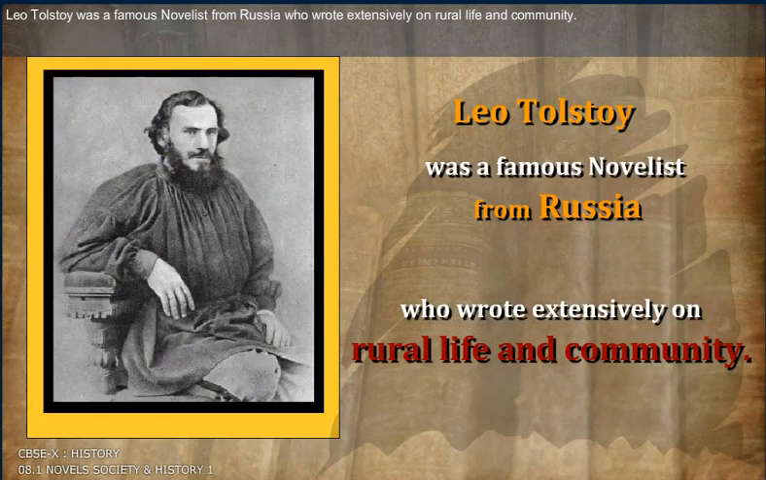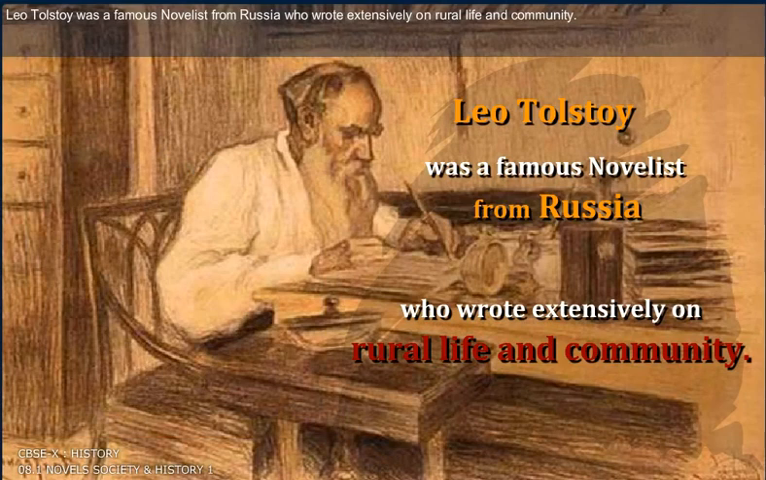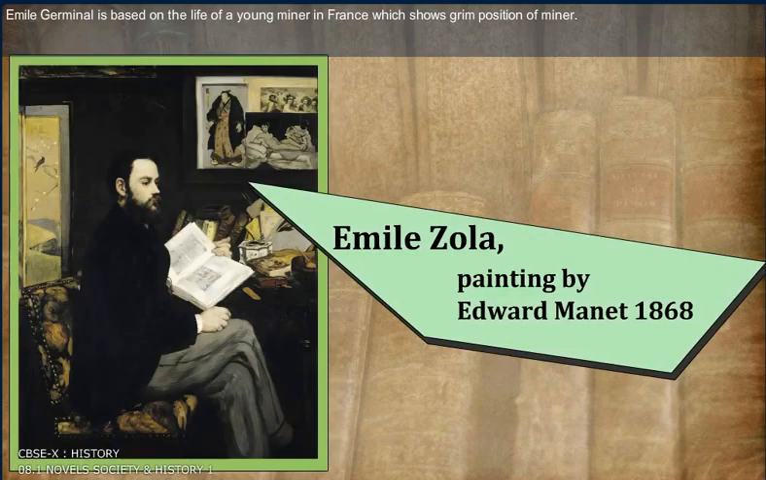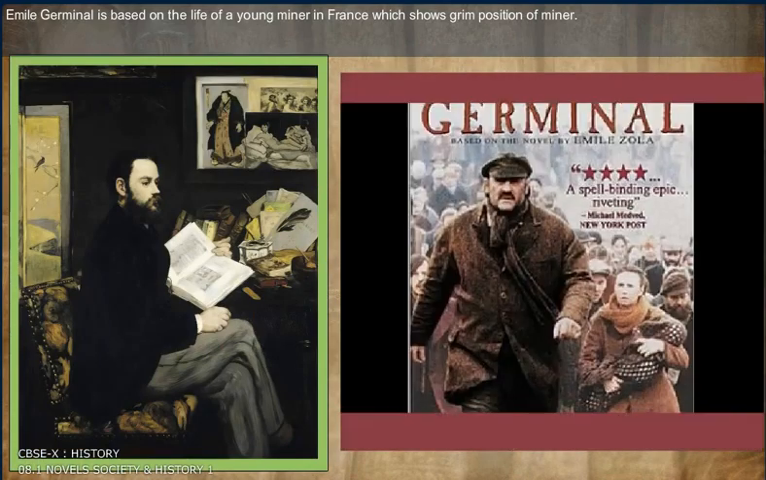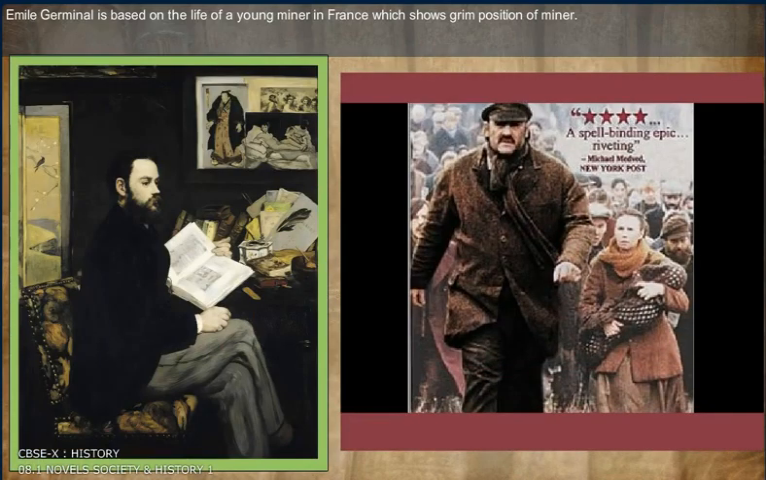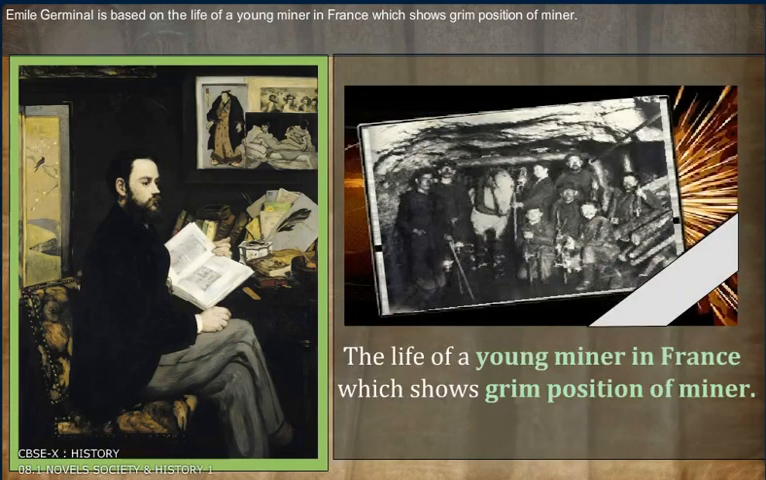Leo Tolstoy was a famous novelist from Russia who wrote extensively on rural life and community. Emile Zola's Germinal is based on the life of a young miner in France, which shows the grim position of miners.